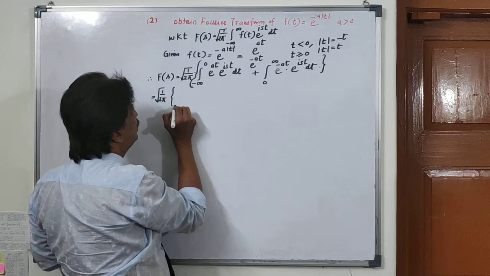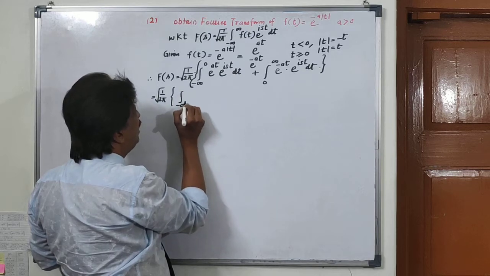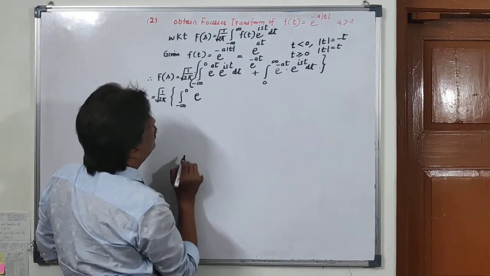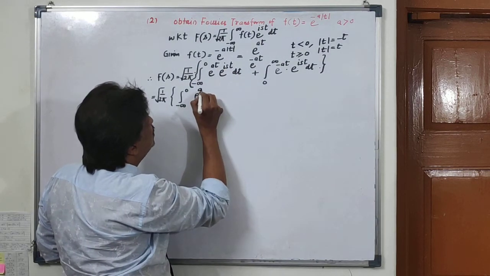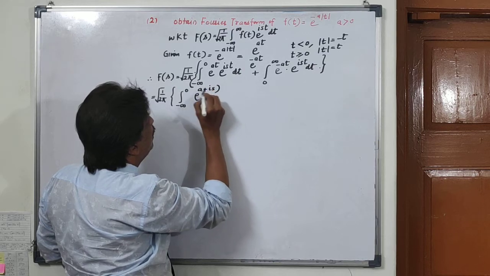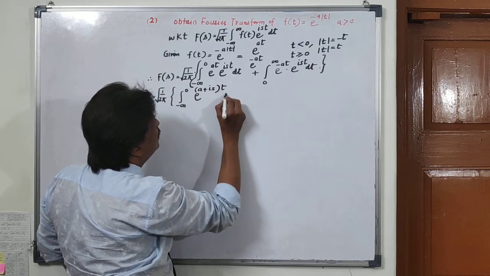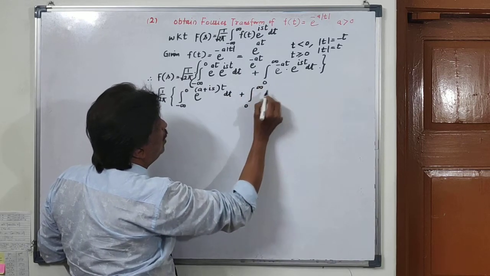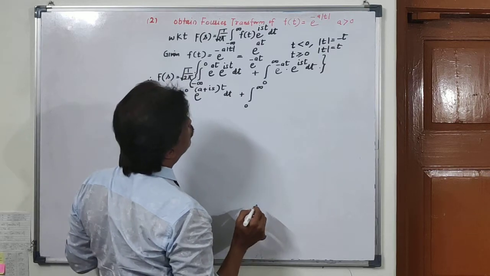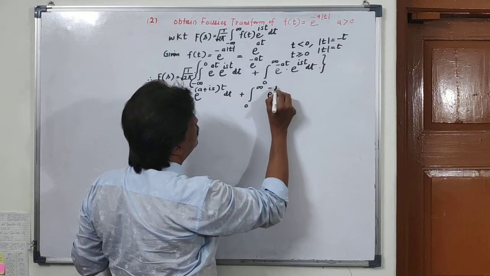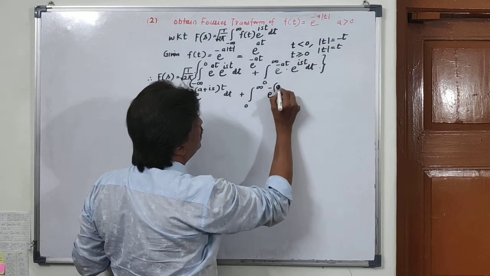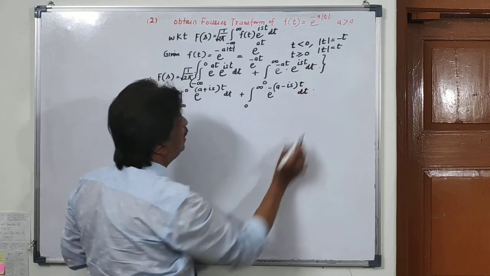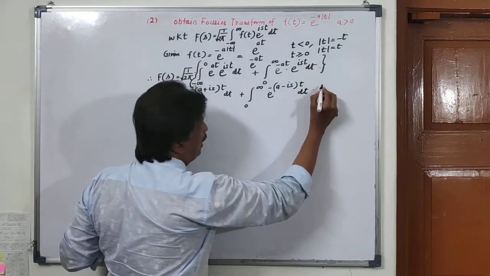So, root of 1 upon 2 pi times the integral minus infinity to 0, taking t common, e to the power a plus is times t dt, plus this integral 0 to infinity. Now take minus t common, e to the power minus a minus is times t dt. Now integrate them with respect to t.